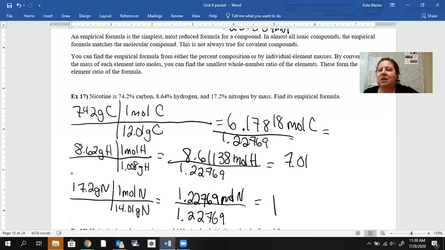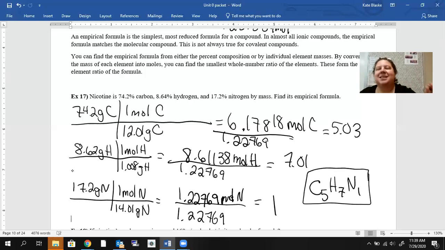That's why we wanted to keep these numbers with as many decimal points as possible, because it would help us get as close to that whole number as possible. And then we do carbon, 6.17818 divided by 1.22769 gets me 5.03. That's basically 5. So to write my empirical formula, I have 5 carbons, I have 7 hydrogens, and I have 1 nitrogen. So that is the simplest ratio of those elements to form this compound nicotine.